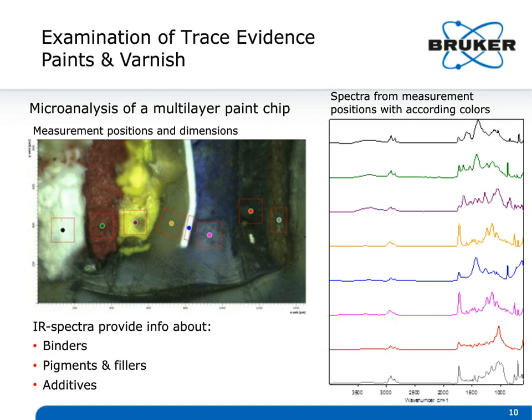microscopic analysis, then you can identify just by drawing the areas you want to have analyzed quickly in the software, and the resulting spectra are shown very quickly after a rapid analysis, and the binders, pigments, and additives can be analyzed quickly and easily.